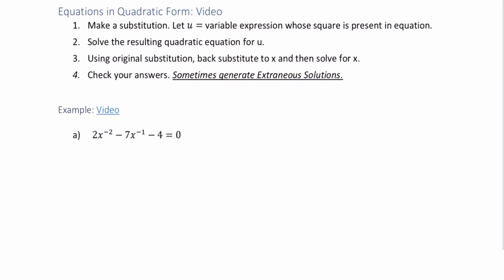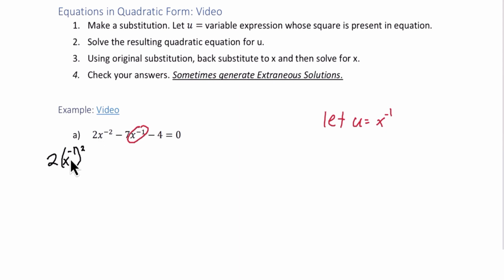In our first example, we'll let u be x to the negative 1, because notice x to the negative 1, if we squared that term, we would see it here. So this is what we want u to be. In the next step, before we make the substitution, I'm going to rewrite the original. Instead of writing 2x to the negative 2, I'm going to write it as x to the negative 1 quantity squared. We can do that using exponent rules. Notice that x to the negative 1 squared is the same thing as x to the negative 2.